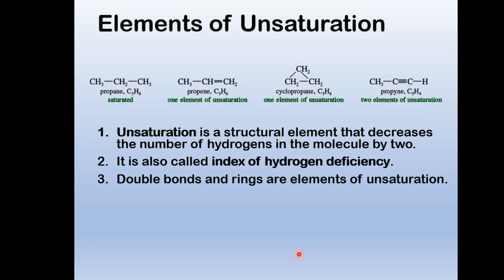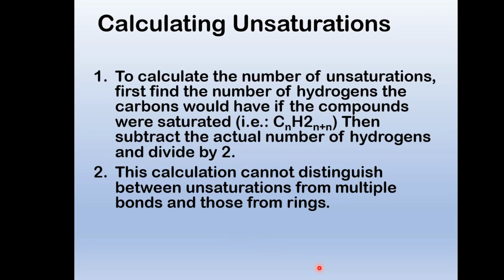Unsaturation is a structural element that decreases the number of hydrogens in the molecule by 2. It is also called an index of hydrogen deficiency, which I've never really used that term on any student. Double bonds and rings are elements of unsaturation. So sometimes it's useful to calculate degrees of unsaturation, or the number of unsaturations. And so how do you do that?